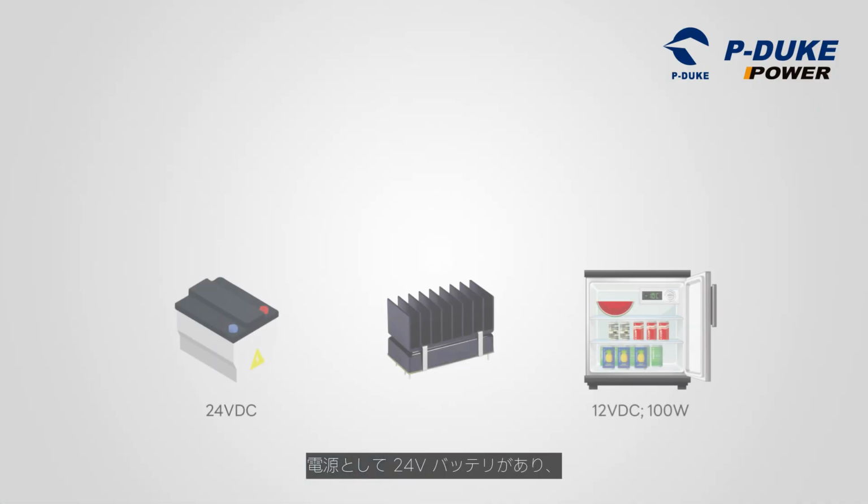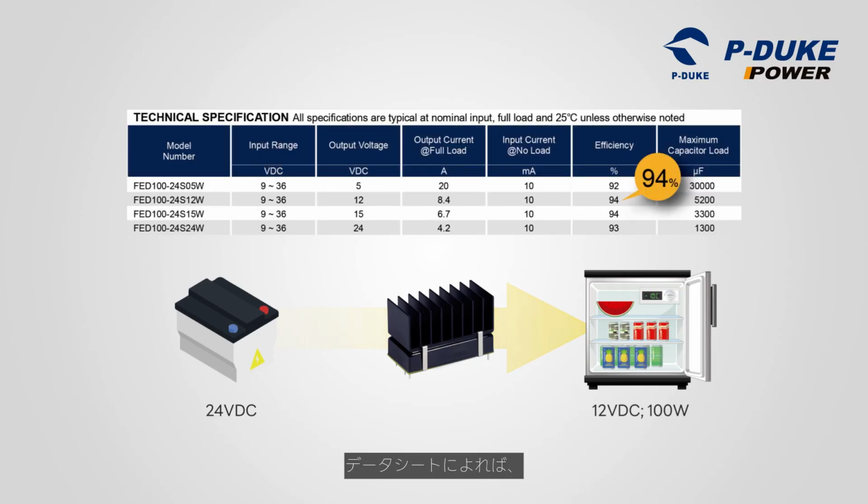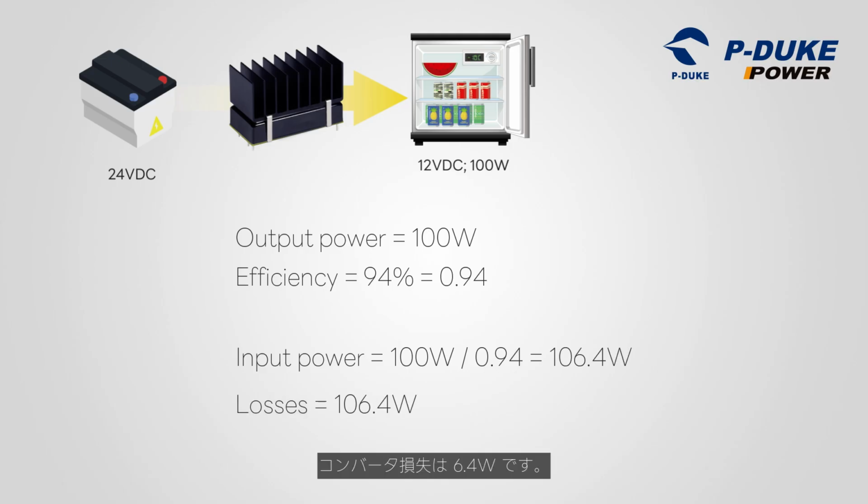Suppose we have a 24-volt battery as the power source, and the load requires 12 volts and 100 watts. Based on the datasheet, the power supply operates at 94% efficiency. In this example, the input power is calculated as 100 watts divided by 0.94, resulting in 106.4 watts, with the converter experiencing 6.4 watts of power loss.